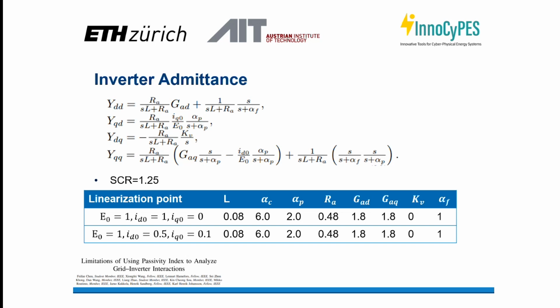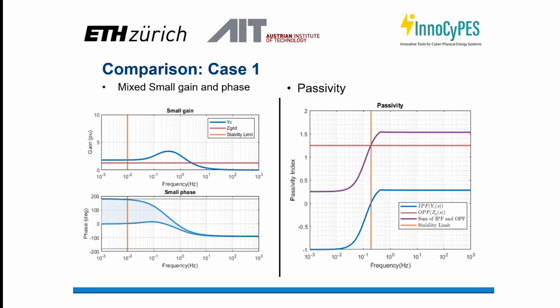And here we have something quite interesting to see. So the small gain and phase, this is the comparison case 1. We see that below around 3 hertz, we cannot certify the stability with the small gain theorem. So basically, when it crosses, the C-grid should be upwards. But we can certify the stability in this region with the small phase theorem.